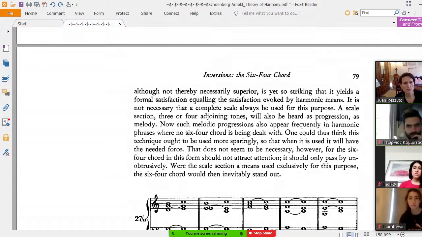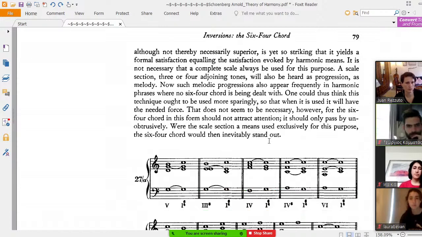Now, such melodic progressions appear frequently in harmonic phrases where no 6-4 chord is being dealt with. One could thus think this technique ought to be used more sparingly so that when it is used, it will have the needed force. That does not seem to be necessary, however, for the 6-4 chord in this form should not attract attention. It should only pass by unobtrusively. For the scale section, a means used exclusively for this purpose, the 6-4 chord would then inevitably stand out.